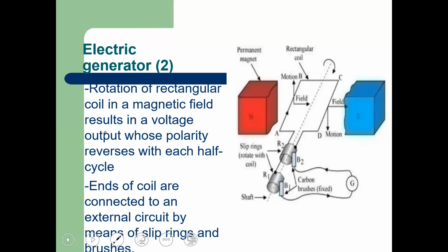By the time you power on your bulb, you will notice that the energy or the power you need to turn the armature will increase. And that is part of the opposition I was talking about earlier.